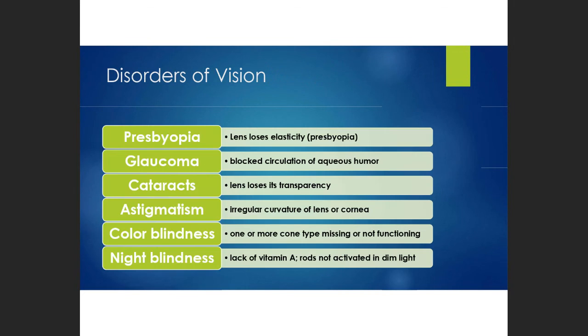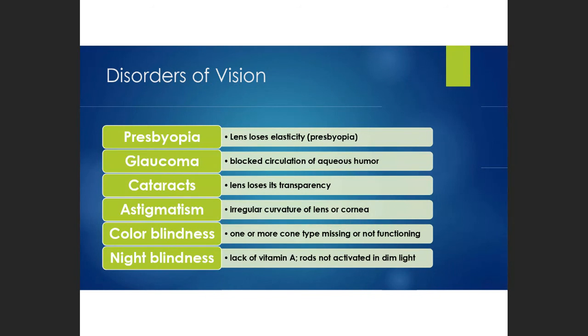Some disorders of vision. We have presbyopia, where the lens loses elasticity. Especially by age 40, the lens has lost almost all of its elasticity. Glaucoma is where there's a blocked circulation of aqueous humor, and then the intraocular pressure inside the anterior chamber becomes dangerously high, and that starts to block blood vessels as well as cause pain.